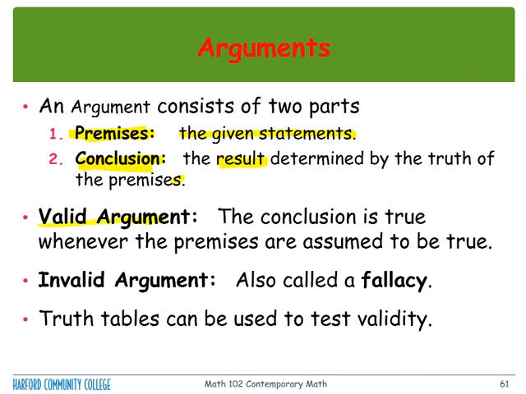A valid argument is one where the conclusion is true whenever the premises are assumed to be true. An invalid argument, also called a fallacy, is the case where at least one truth value is not true. The truth table can be used to test validity. Recall that a tautology is the case where all combinations return a true statement.